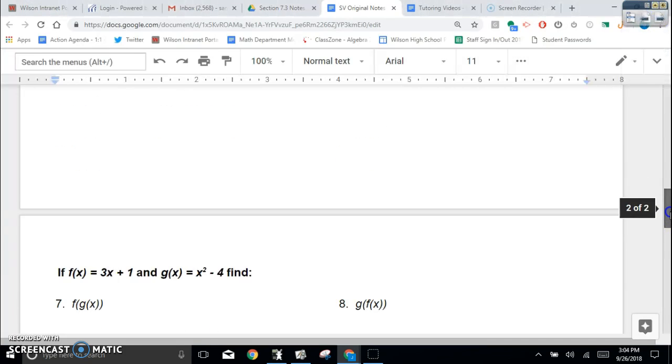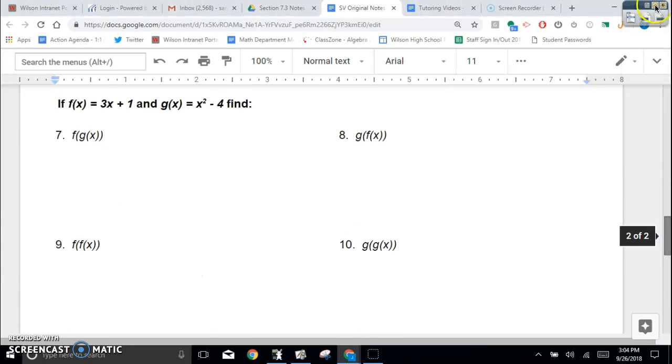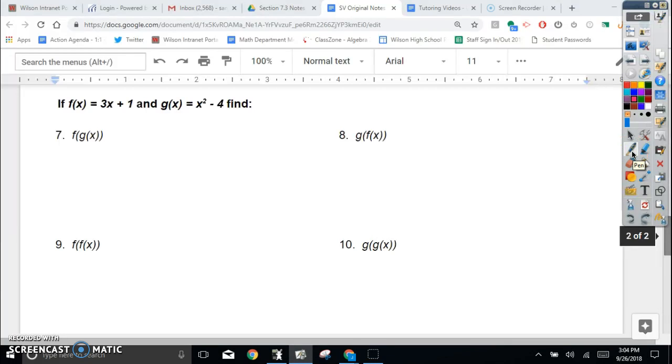When we go to the back, I'm going to do 4 of these at a time. I'm going to rewrite these up top here because as I shift down, I won't be able to keep it. 3x plus 1, and g of x is x squared minus 4.